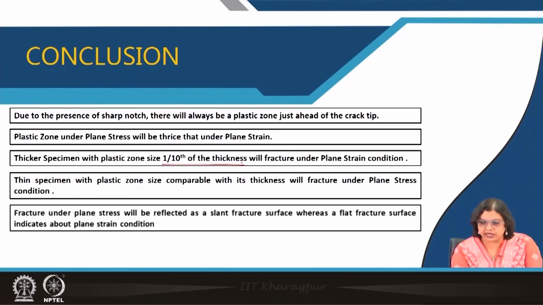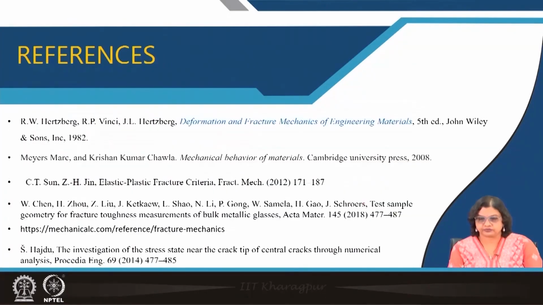So, fracture under plane stress will be reflected as a slant fracture, whereas a flat fracture surface indicates plane strain condition. So, looking at the fracture surface itself, we can figure out the actual loading condition.